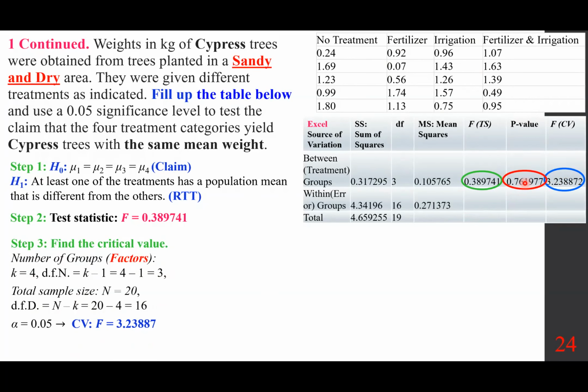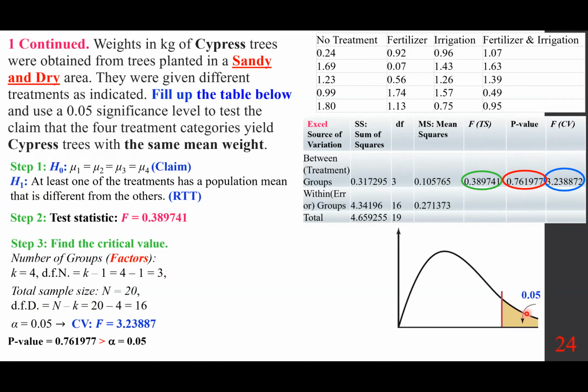The p-value clearly is larger than alpha of 0.05. And if we were to go with the graph, this is alpha of 0.05. This is where the test statistic is, which puts us way into the non-rejection region. Therefore, fail to reject H0.